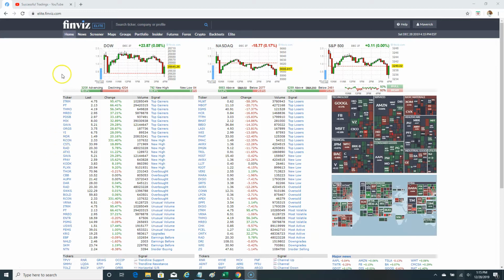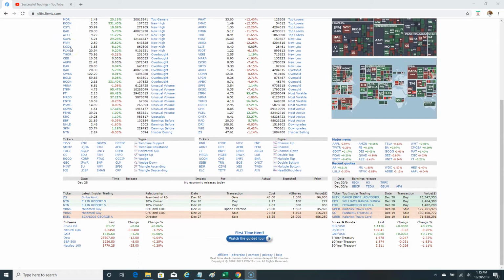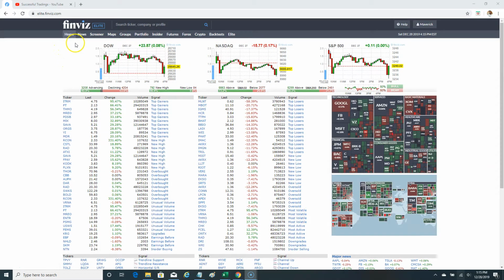Okay, so this here is the home section of this elite membership for Finviz.com. As you can see, so many things are offered to you. In the home section, the highlight is pretty much the listing of the three main indexes in the US market, along with the stocks that are moving the most, selected in this specific order. It also gives you a little bit of the heartbeat of the market by showing how many stocks are advancing, how many stocks are declining, and the corresponding percentages.